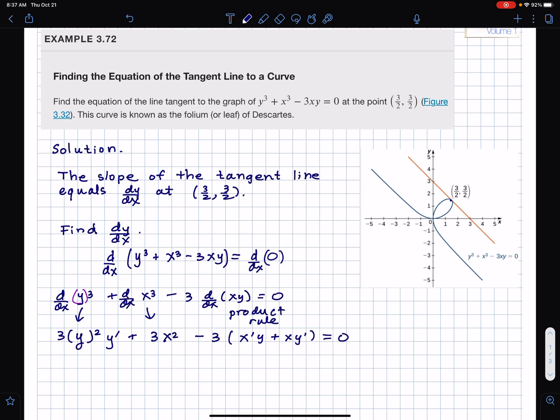Now, the OpenStax book, which you can go look at because it's free, has a worked out solution for this. What they do is they solve for y prime, which definitely we can do. We can solve for y prime.